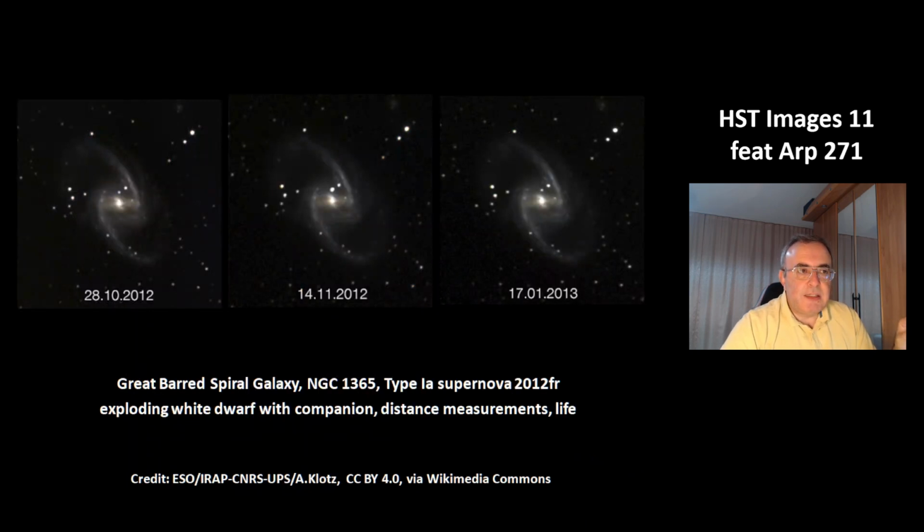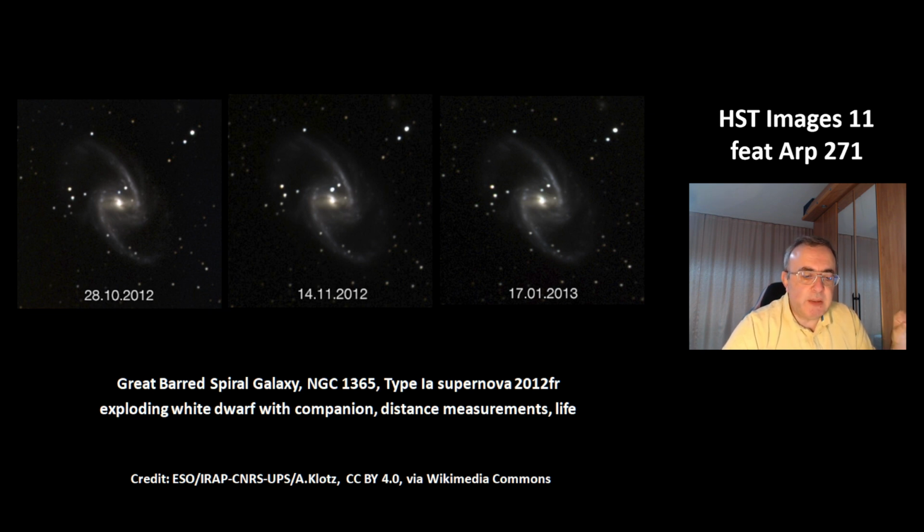This is another supernova which was detected in the Great Barred Spiral Galaxy. The supernova was of the type 1A. It was detected in 2012. The supernova is here above the center, this spot. And you can see from October to November, this is the supernova. And January, 2 months later, already dimmer.